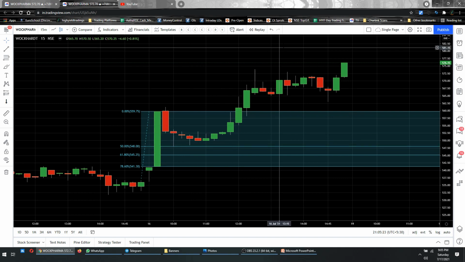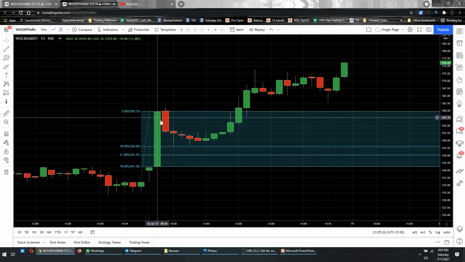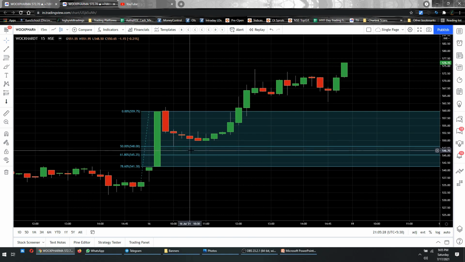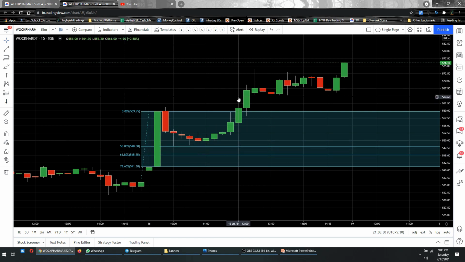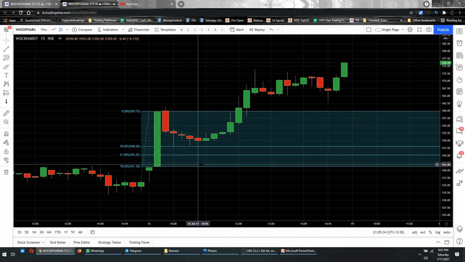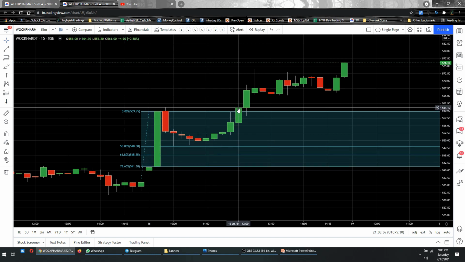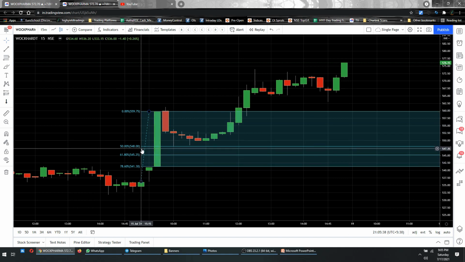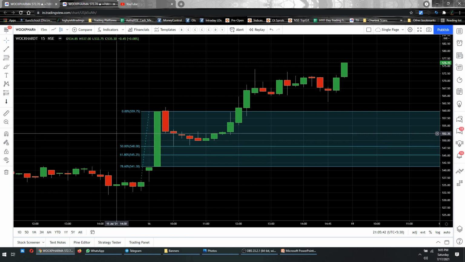then start moving up. Or Wockhardt Pharma can fall down till 61.8% and then it might move up again. Or it can fall till 78.6% and then it can start moving up again. So these are the retracement percentages that are defined by the Fibonacci retracement. I hope you're clear here.